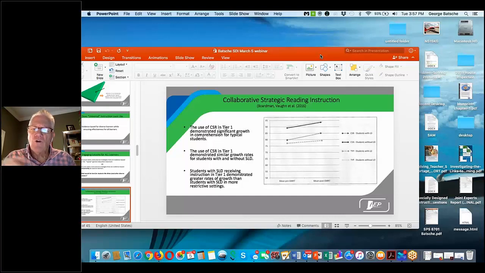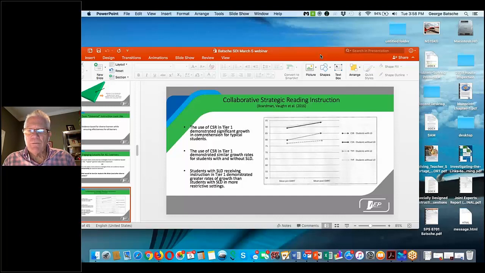But the top dark growth line, that is the growth rate for typical learners in this middle school comprehension, utilizing collaborative strategic reading, which is a strategy-based approach to instruction. It is very much student-led and driven, and happens to have built-in approaches to teaching and experiencing the learning that students with learning disabilities actively engage. The second arrow line on the graph from the top is the growth rate of students with disabilities when instruction is given in Tier 1.